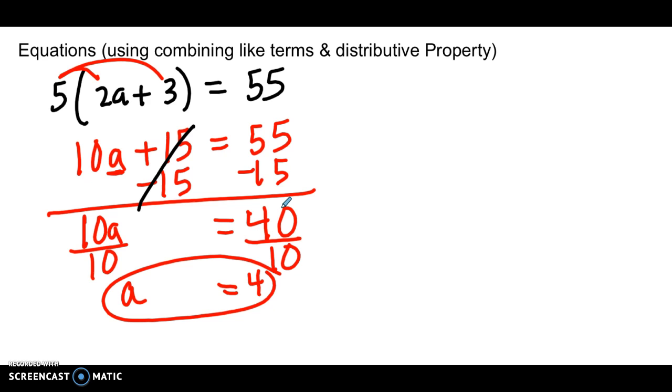You can always substitute this value back in here to check. So 2 times 4 is 8, plus 3 is 11, so this whole thing equals 11. 5 times 11 is 55.